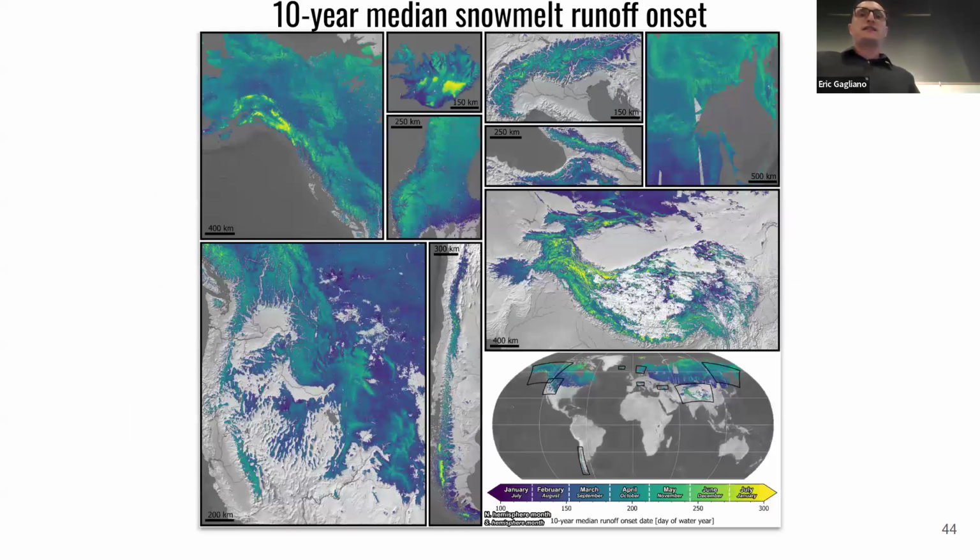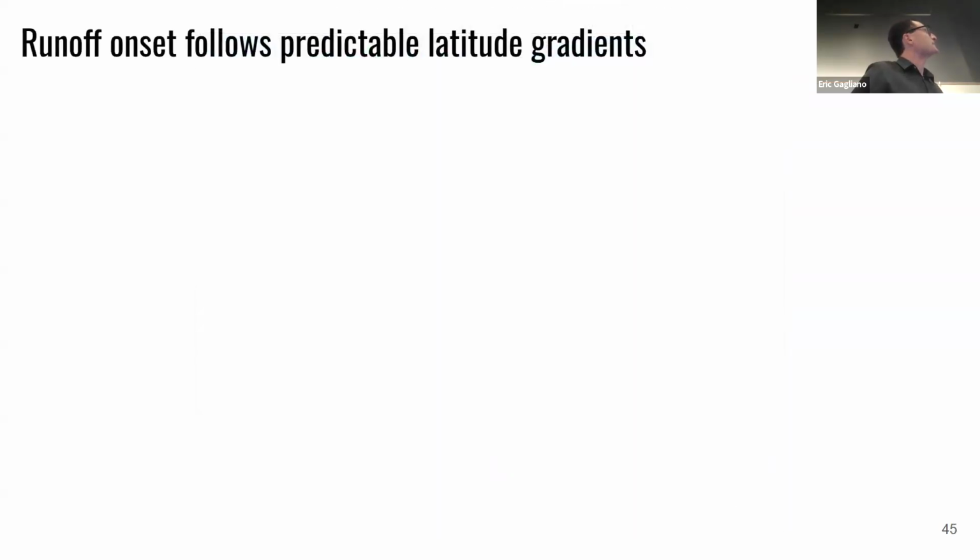So here's what it looks like to zoom into some of these key mountain regions. You can see that, similar to the global maps, at the higher elevations, you have runoff onset happening later in the year, but you get a little bit more fidelity in some of these zoomed in maps. But to understand this in more of a quantified way, we can aggregate into latitude bins.